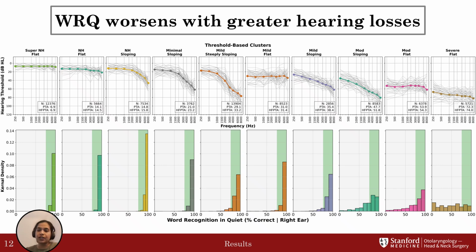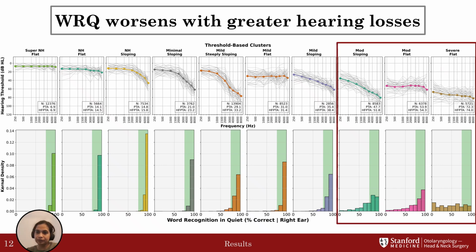Further, word recognition in quiet scores decrease with increasing hearing loss. In this figure, the green patches on the bottom panel indicate when the word recognition in quiet performance was excellent, that is 88% and above. Most individuals perform consistently excellent till moderate degrees of hearing loss, after which there is a variability in the word recognition in quiet performance.